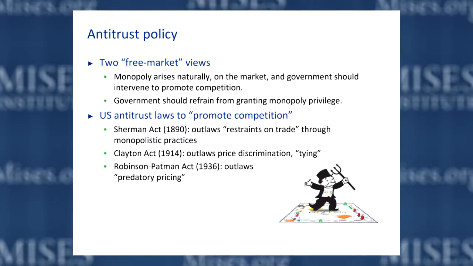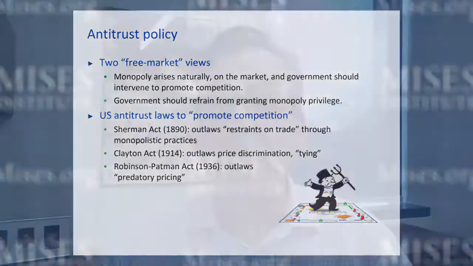The Robinson-Patman Act of 1936 outlaws so-called predatory pricing, which is the term for a situation where one firm that might be more efficient than its rivals tries to undercut its rivals by charging a price below their average cost, which would be unprofitable for these rivals and thus would sort of drive them out of the market. Of course, this would also potentially result in losses for the firm engaged in so-called predatory conduct. But Armentano has a nice description of how these laws work and some of the problems with them.